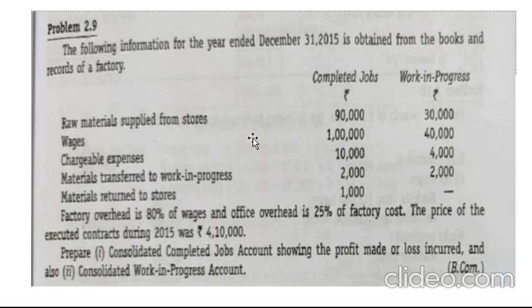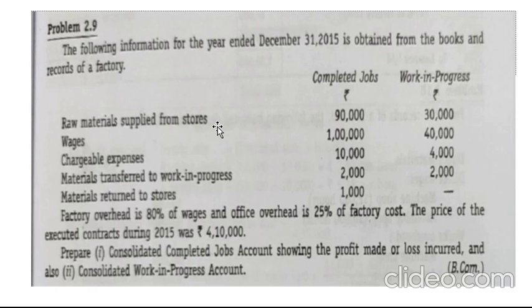In this video, we will be discussing problem number 2.9 from the chapter Job Costing. So let us get into the problem. The following information for the year ended December 31st, 2015 is obtained from the books and records of a factory. Here, there are two kinds of jobs, completed jobs and work in progress. They have given the details here.